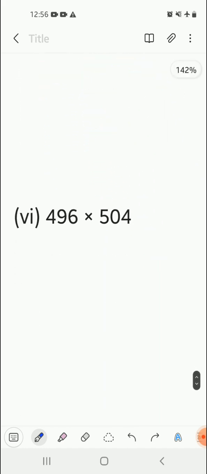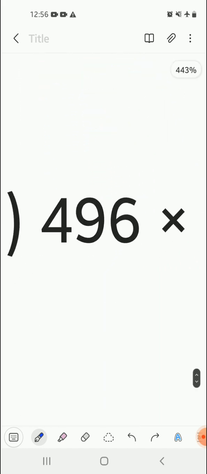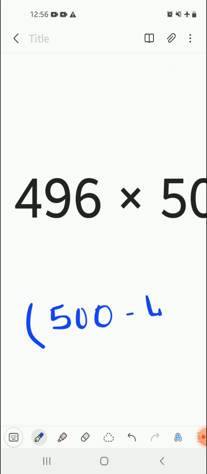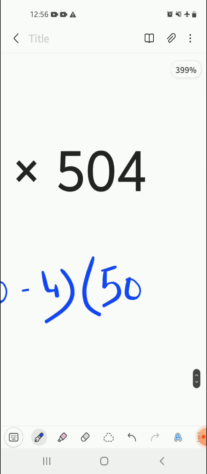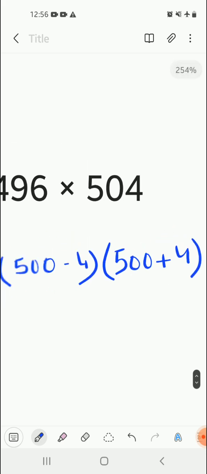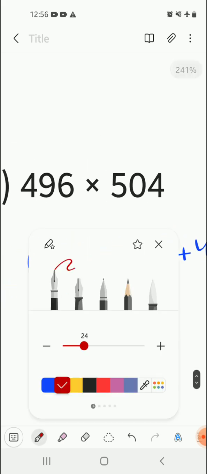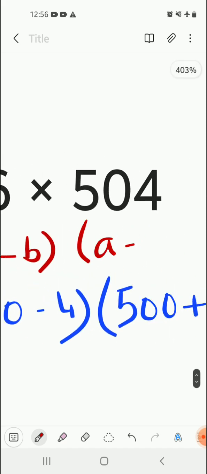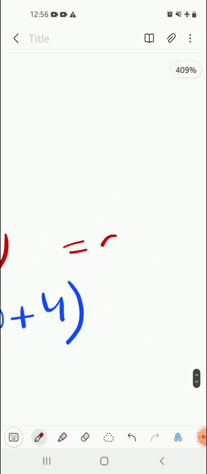Again, moving on, number 6. 496 into 504. What we're going to do is, see, this is 504. It exceeds 500 by 4, and here 496 is less by 4. So we can write it in this manner: 500 minus 4 and 500 plus 4. So this is actually the a plus b into a minus b formula, or vice versa. It means the same thing. It actually means a square minus b square.